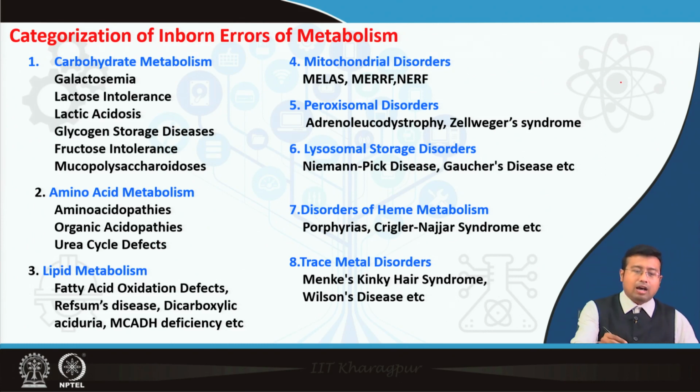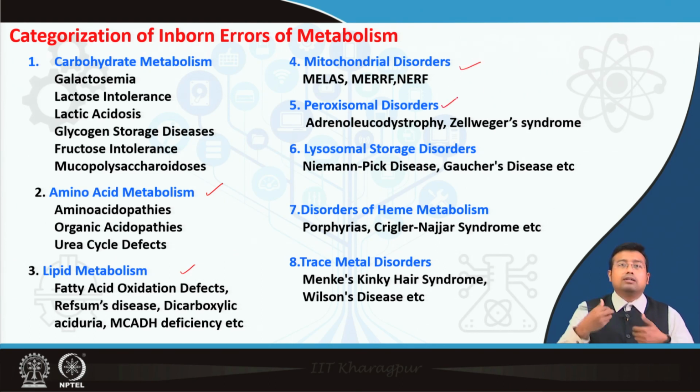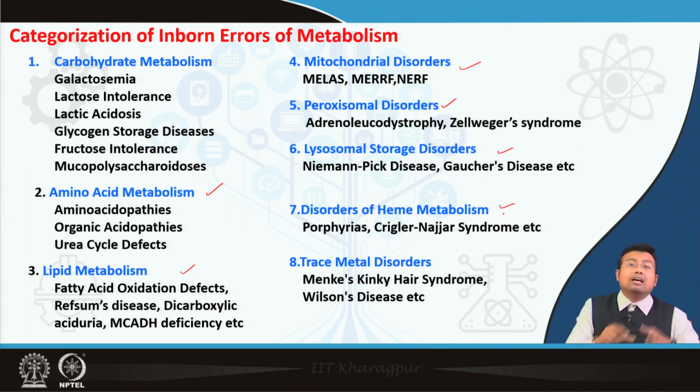So, disorders of carbohydrate metabolism, disorders of amino acid metabolism, disorders of lipid metabolism, mitochondrial disorders, peroxisomal disorders, lysosomal storage disorders, disorders of heme metabolism, trace metal disorders. Mind it, this lecture series did not cover vitamins and minerals, but there are disorders that also exist in vitamins and minerals that can be classified together.